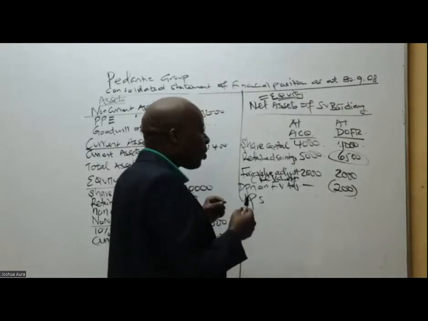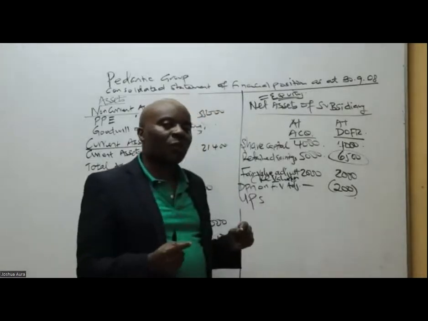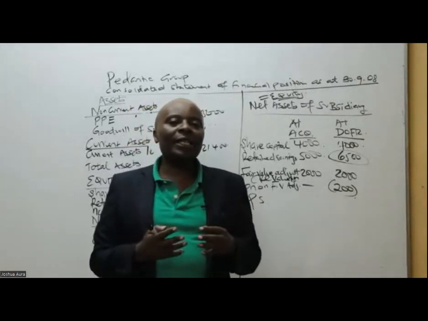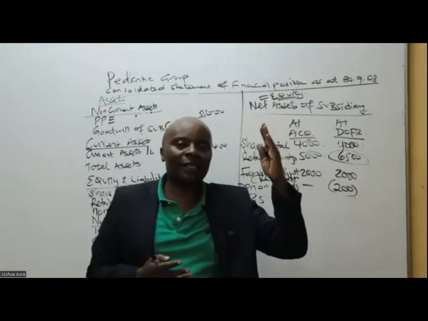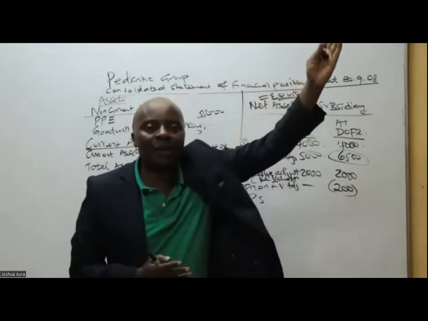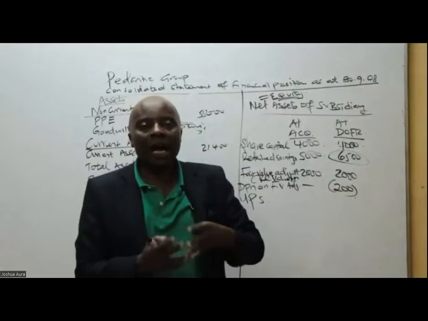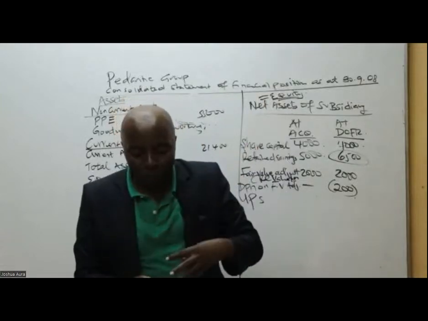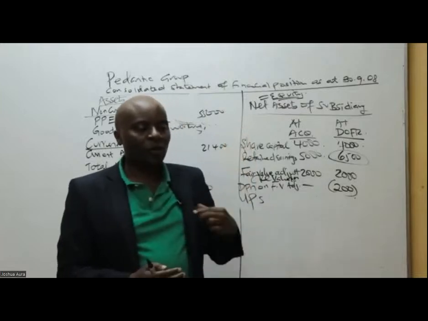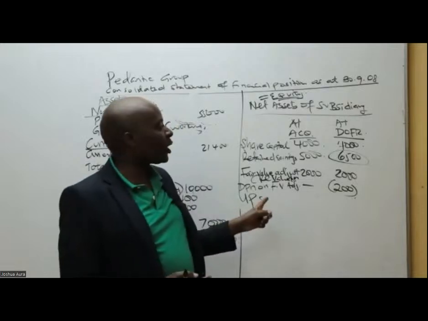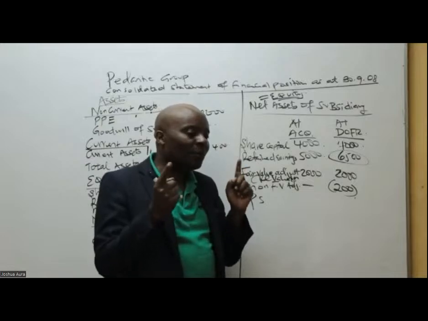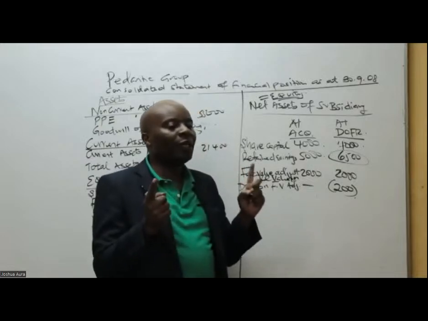UPS is normally brought into the net assets of the subsidiary if it is the subsidiary that sold goods to the parent. If it's an upward transaction, from the subsidiary to the parent, then the UPS must be brought under net assets of the subsidiary because the net assets of the subsidiary have been overstated.